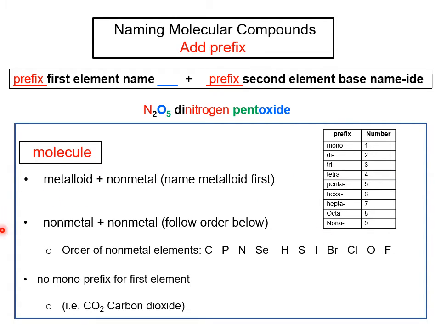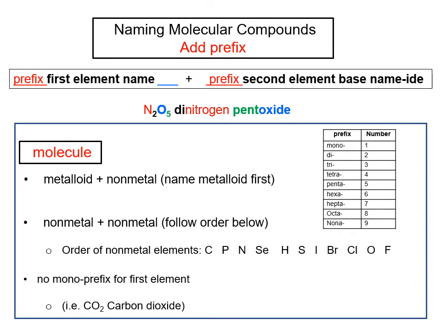Now remember that molecules can be made up of either a metalloid and a nonmetal, in which case the metalloid is named first, or they can be made up of two nonmetals, and in that case we follow the order of the nonmetals here, and the one that's named first is the one that has the higher priority. So carbon has the highest priority of the nonmetals in terms of being named, then phosphorus, nitrogen, selenium, hydrogen, sulfur, iodine, bromine, chlorine, oxygen, and fluorine.